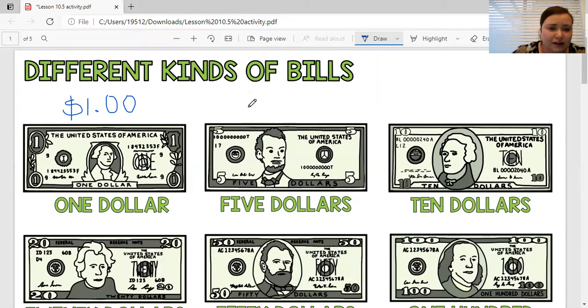Now we're going to go on to our $5 bill. Our $5 bill has the value of 5, and it has 5s on every corner. That's going to be a good way to know the value of our dollar bills. Challenge for you. How many dollar bills do we need to make $5? Right, we need 5, because a $1 bill is worth 1. So 1, 2, 3, 4, and 5.